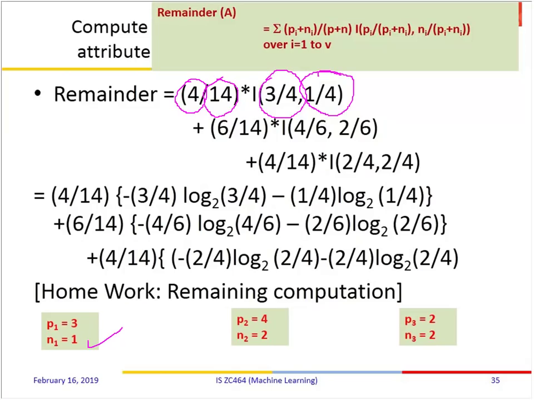Okay, so remainder means it is the remaining usefulness of that attribute. That means if the total information content minus the remainder is large, then only we will take that attribute as the root, right? So the root will be decided on the basis of the attribute which has the least remainder. Okay.